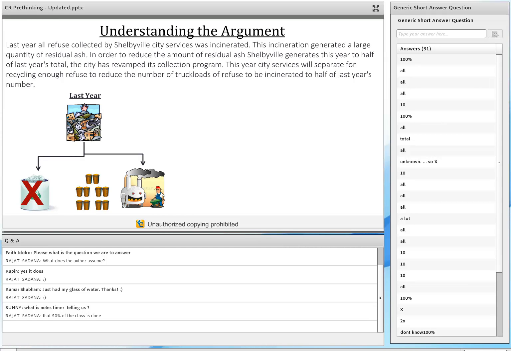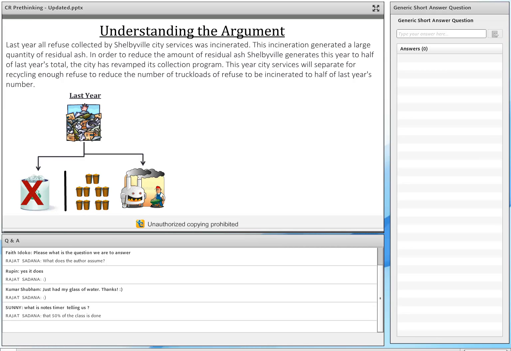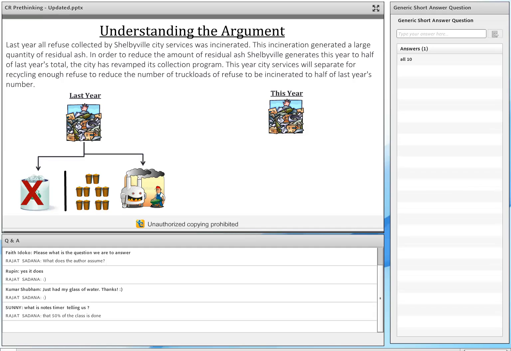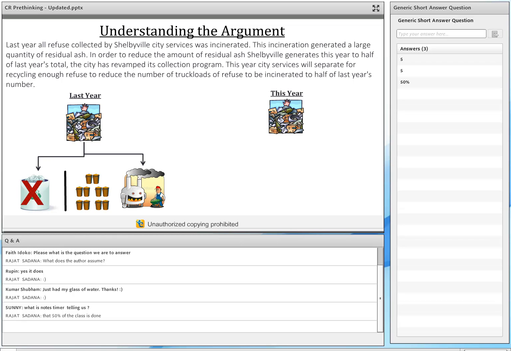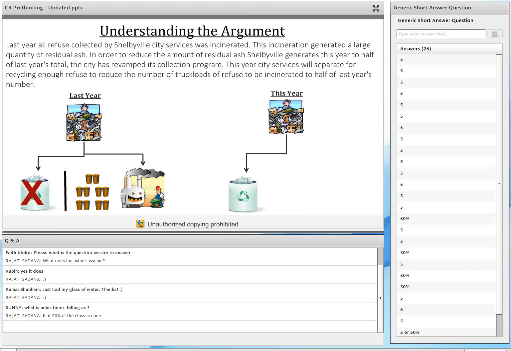Right? All of them. There are 10 trash cans over here. So if you count the number of trash cans, there are 10. So all 10, 100% were sent for incineration. Now this year, if we collect the same amount of garbage, how many truckloads are we going to send for incineration? If we collect the same amount of garbage, it's about 5. Right? 5 truckloads would be sent for incineration.